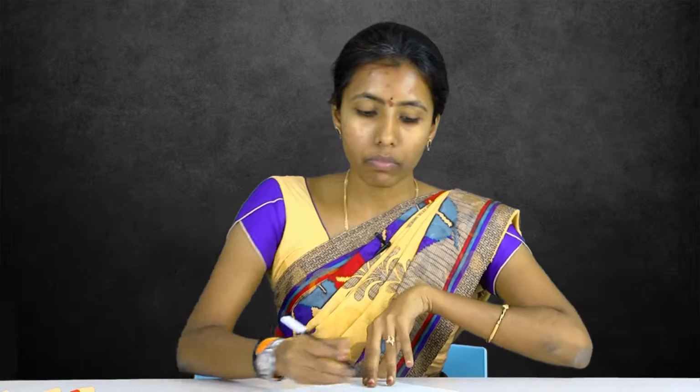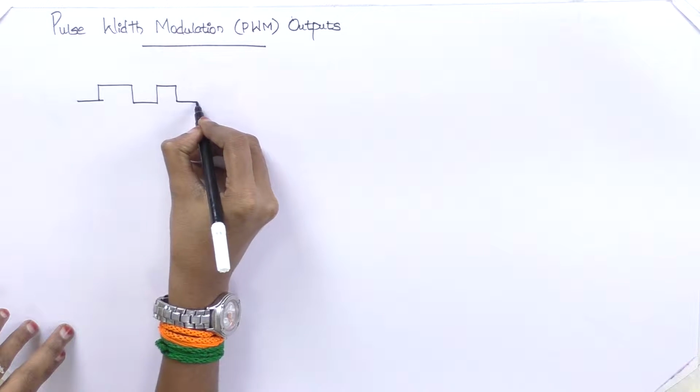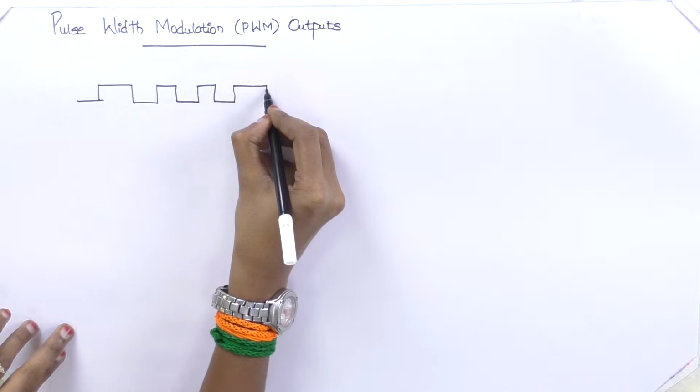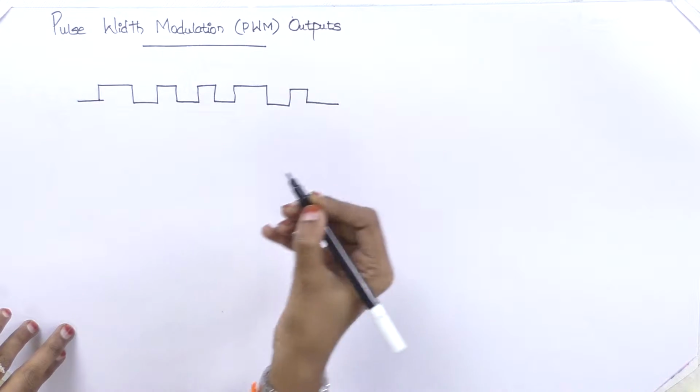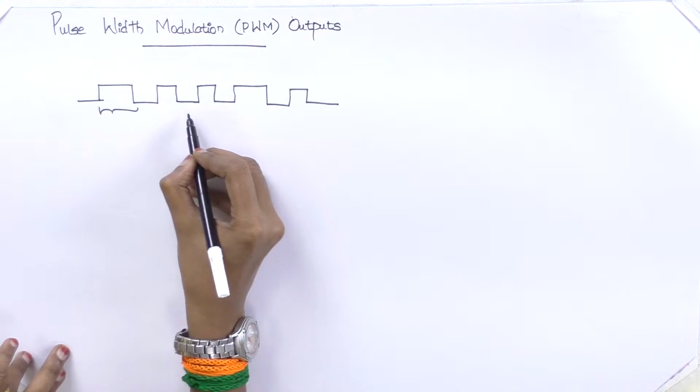Using that 555 IC, you have framed a circuit for generating this pulse width modulation output. So how this output will be is, it will be like the pulses, but the period may vary.